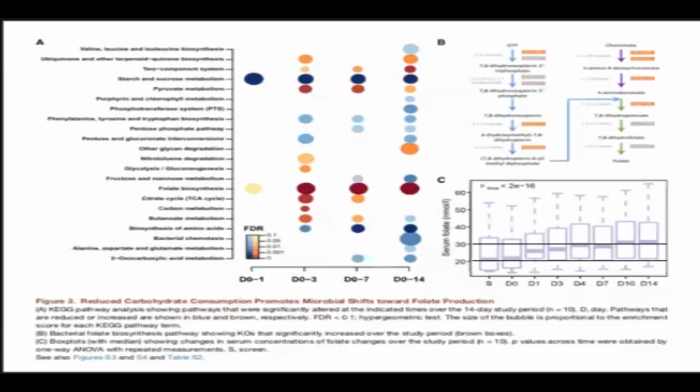And so the size of the circle is supposed to represent how much it changed. If it's this yellow and brown color, that means it increased. If it's the blue color, that means it decreased. Here is the folate biosynthesis line. And then they highlighted a bunch of different bacterial synthesis pathways that they think were involved in increasing the folate.